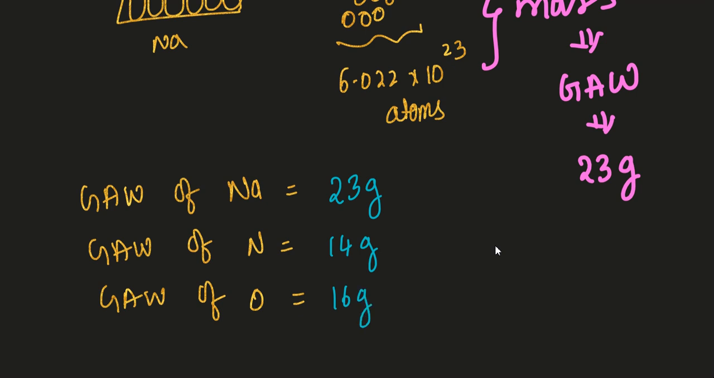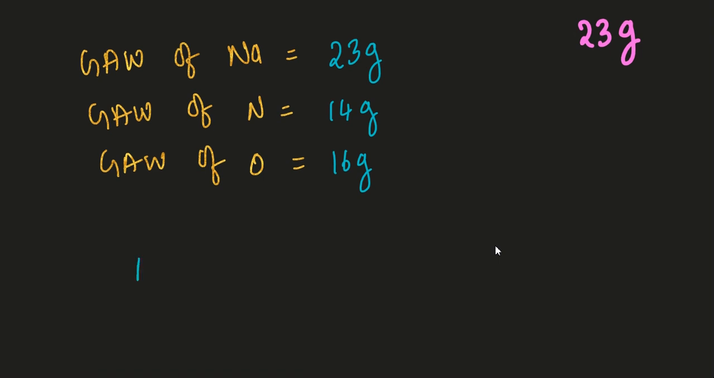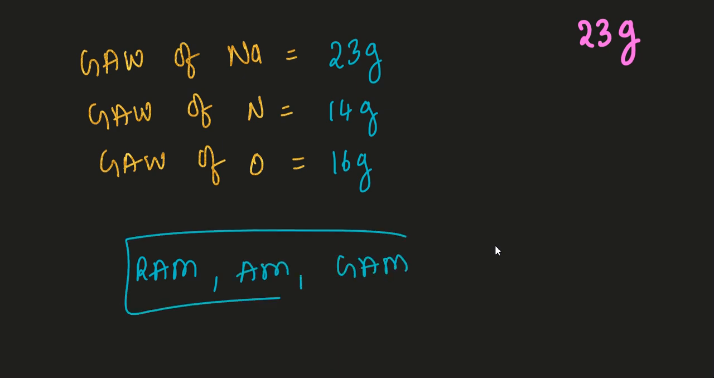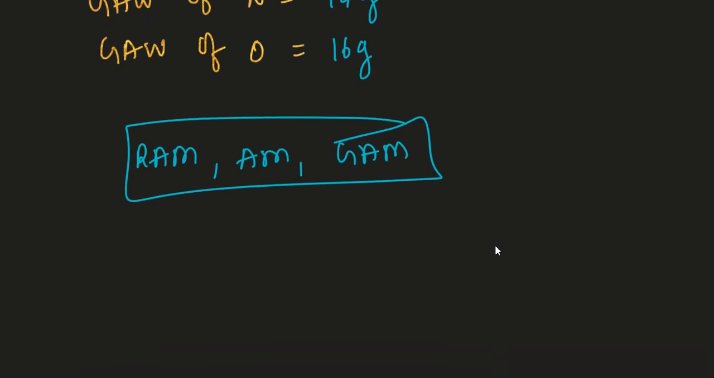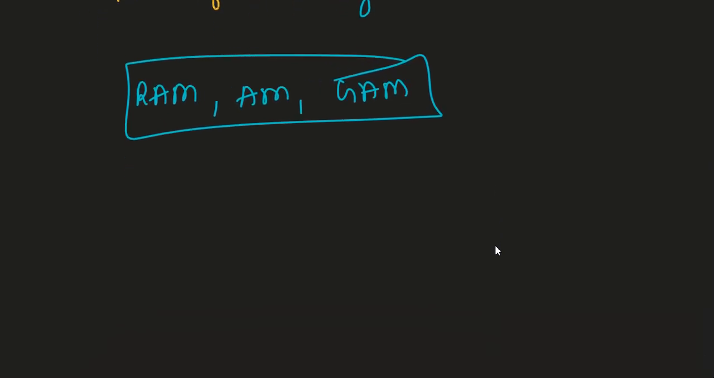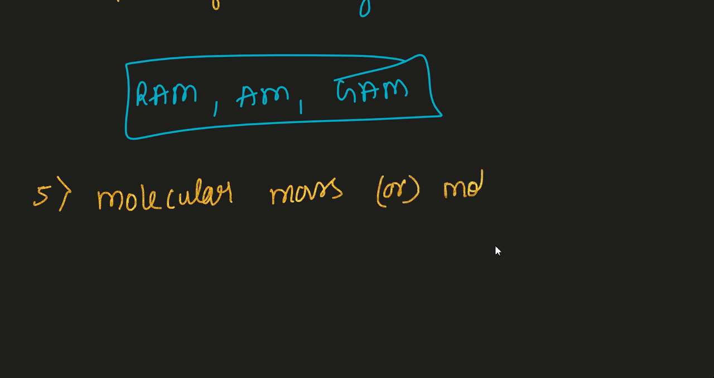I hope you people understood the difference between relative atomic mass, atomic mass, and gram atomic mass. I hope you got the clarity between them. So let us go with the next one, the fifth one. The fifth one is molecular mass. If you want, you can use one more word, molecular weight.